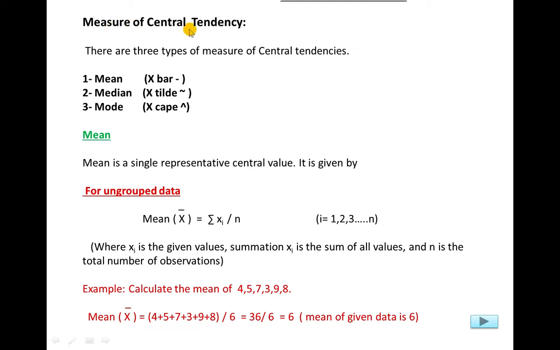Measure of central tendency means measuring the central value of the data. There are three types of measures of central tendency: number first, mean, median and mode. X bar, X tilde, X cap is the notation used for mean, median, mode.